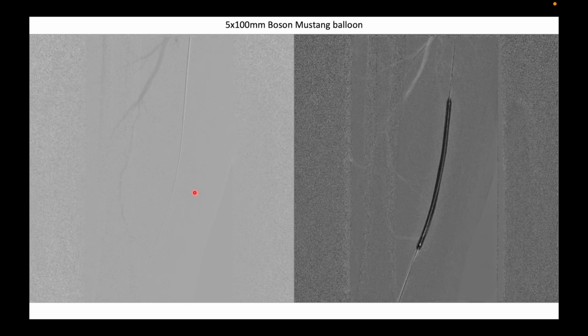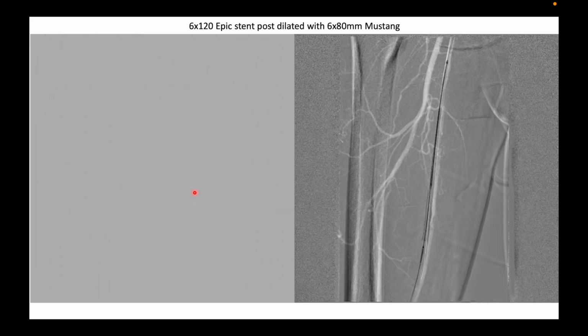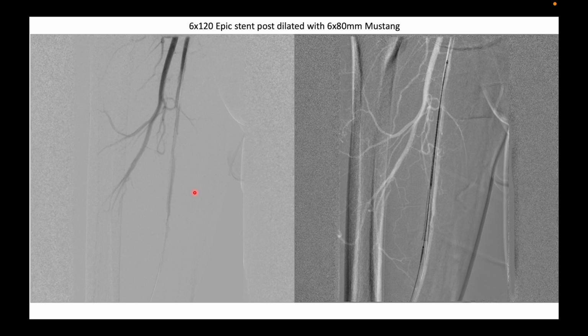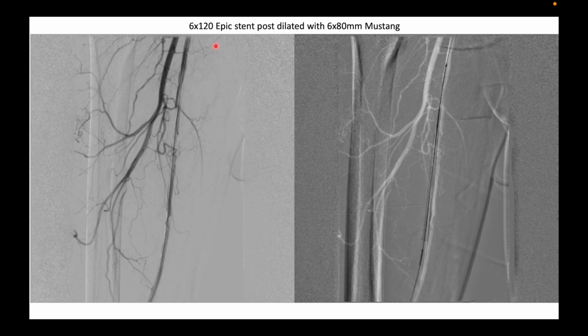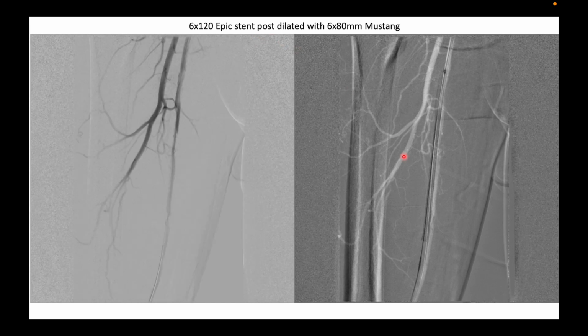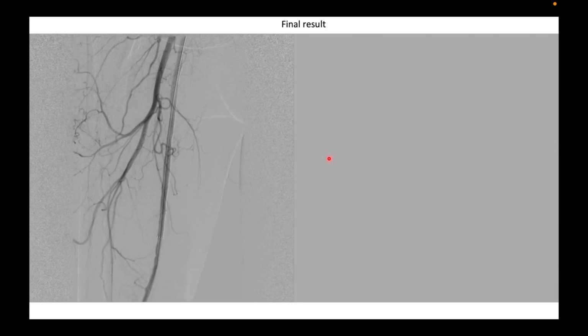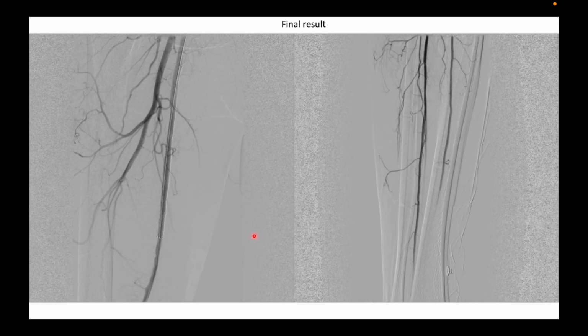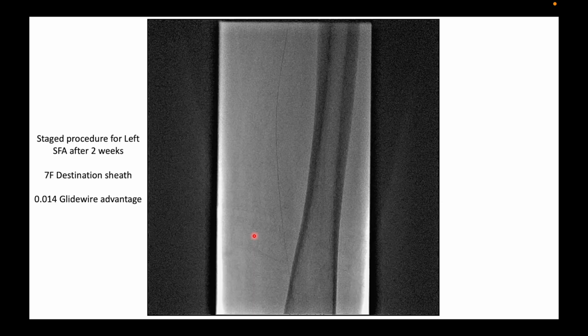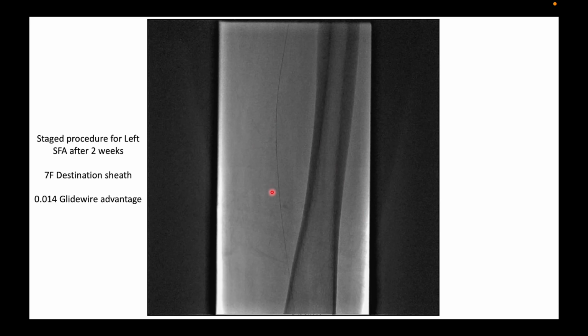A 5 by 100 millimeter Boston Mustang balloon is being used. We didn't have any drug coated balloons at that time, so this is a 6 by 120 millimeter Epic stent from Boston Scientific, post dilated with a 6 by 80 millimeter Mustang. So that's the stent being placed and this is the final result after post dilatation. Very nice result, excellent flow going to the foot. So that's the left SFA critical lesion.